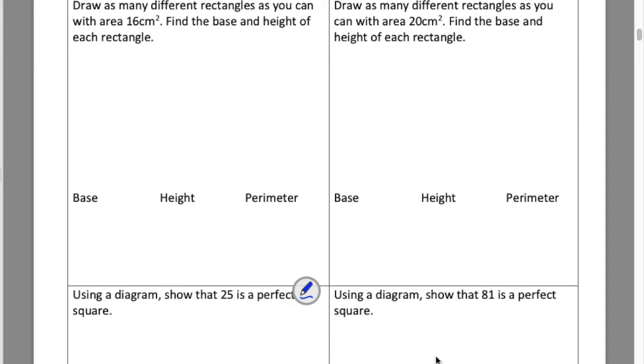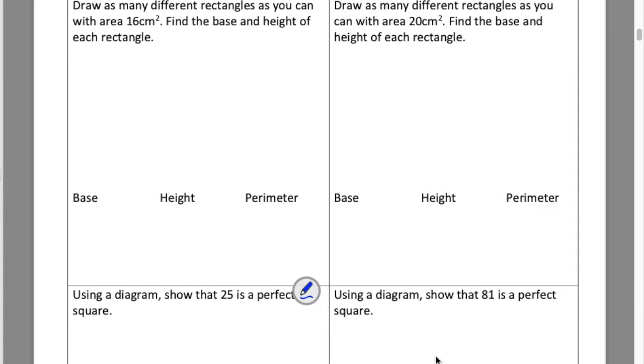Try a couple of practice questions together. So the first one we're going to try is the we try question on the left. It asks us to draw as many different rectangles as you can with an area of 16 centimeters. Then we're going to try and find the base and height of each rectangle, and at the very end, we'll try and find the perimeter.